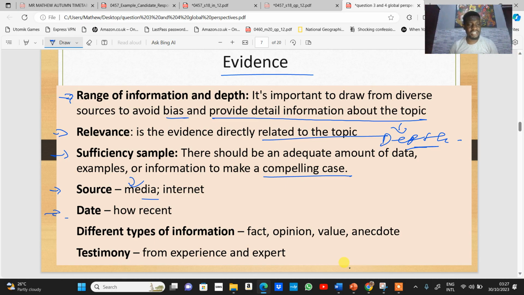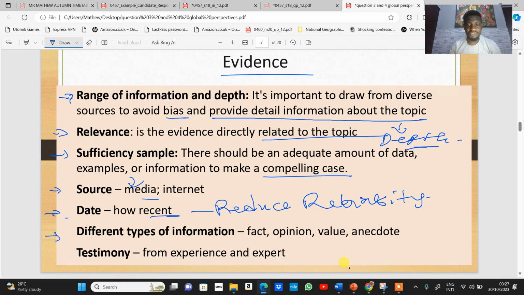Then the date. How recent is this information? If it is not recent, then it's a weakness. So you will not accept data when you don't know the date. It reduces reliability, and if it reduces reliability, you begin to doubt the set of data being presented.